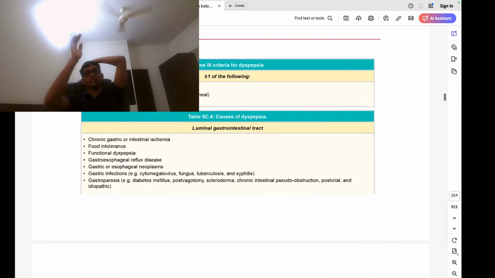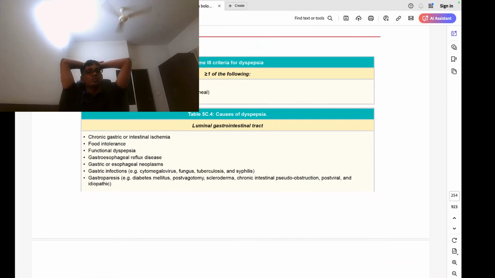Dyspepsia. Definition: one or more of the following criteria for dyspepsia: postprandial fullness, early satiety, inability to finish a normal sized meal, epigastric pain or burning.